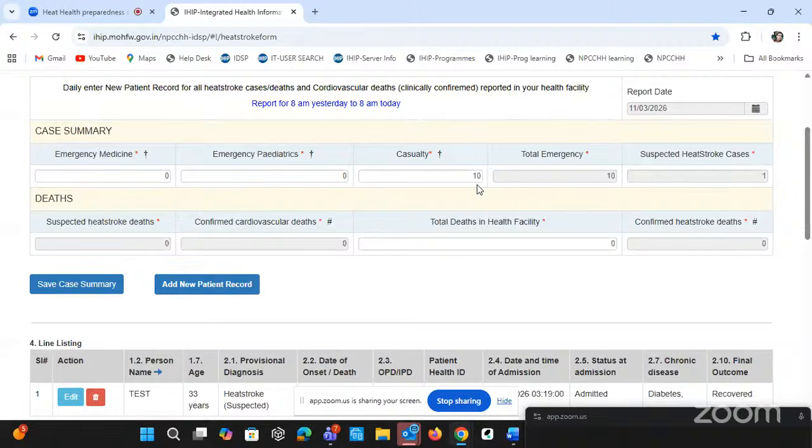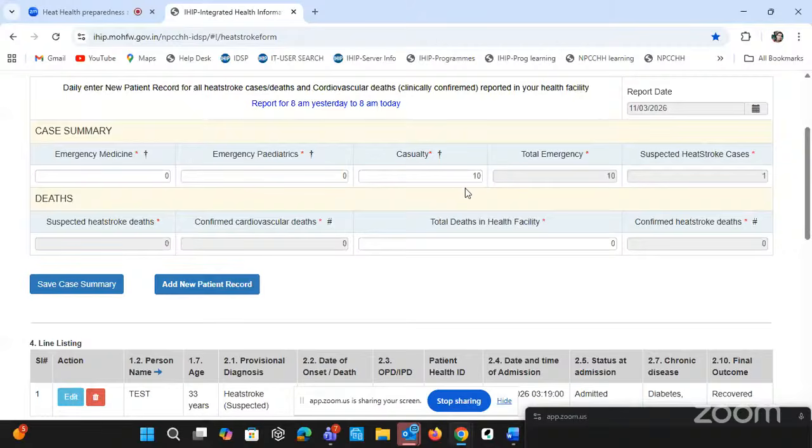You don't have to enter a line list of these 10 casualty cases. This is only an aggregate number you have to enter. Don't worry, if you write 10 over here, you don't have to enter each and every patient's name and all those things. Only for heat stroke case, heat stroke death and cardiovascular death, you have to enter the patient record. This is to clarify that we should also improve on the quality of the data reported.